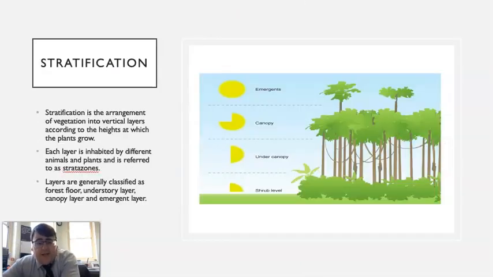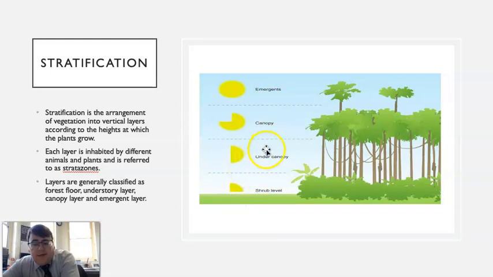Stratification, on the other hand, is the arrangement of vegetation into vertical layers. So this is specifically about plants, and it's basically according to the height at which plants grow. They're always broken up into different levels. So you might have shrub level, under canopy, canopy, emergent layer.